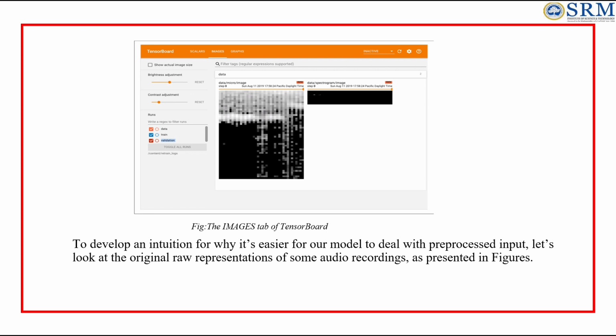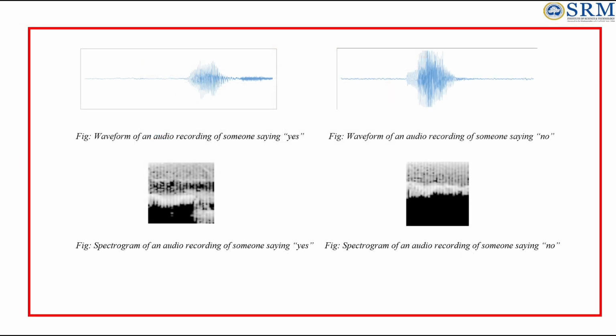In the images tab of TensorBoard, we can see the waveform of an audio recording of someone saying yes, and in another figure the waveform of an audio recording of someone saying no. Further down are the spectrogram of an audio recording of someone saying yes and the spectrogram of an audio recording of someone saying no. These are the different variations of recordings as images.